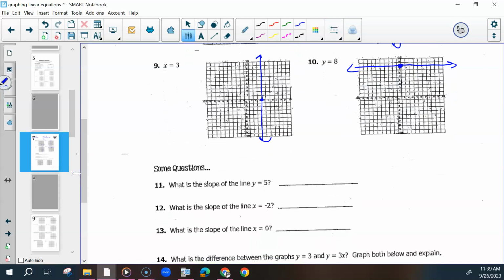Okay. Let's answer some of these questions. This is to get you in the habit of not only slopes, not only graphs, but slopes and then connecting everything. So if I ask you, what is the slope of y equals 5? Think about your toy bucks. What would the slope of this line be? 0. So y equals have 0 slope.